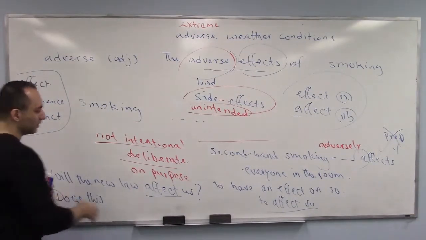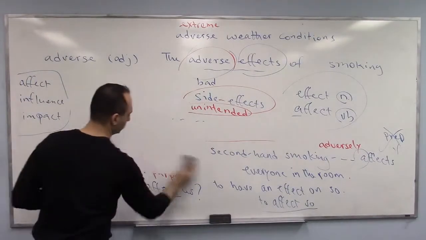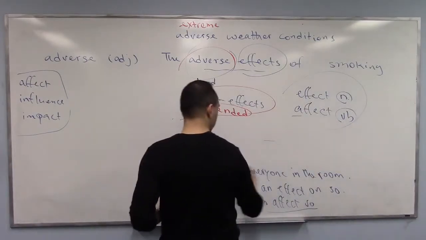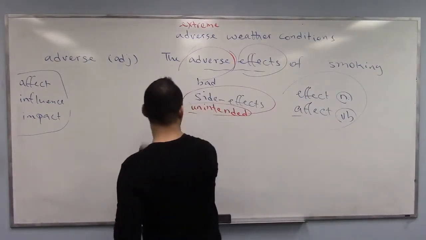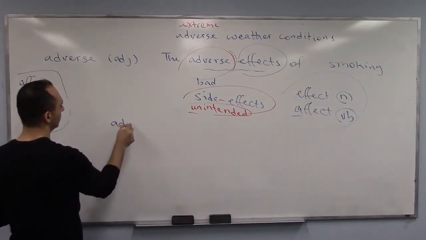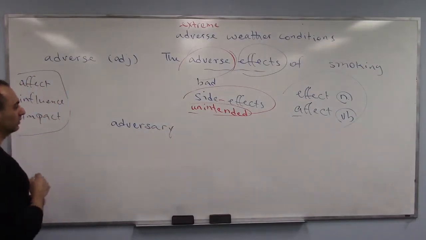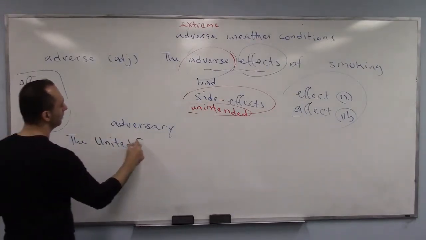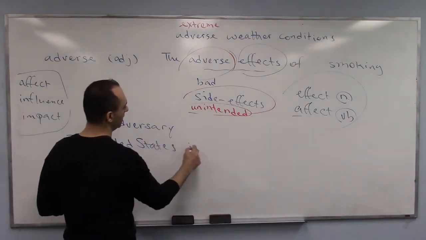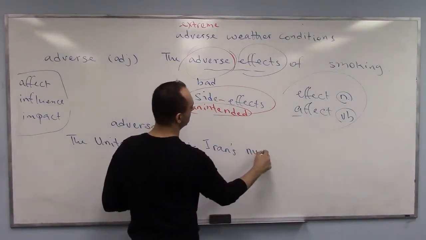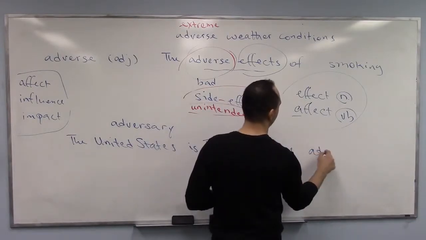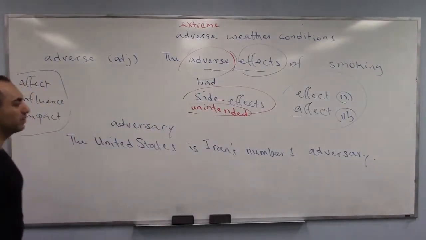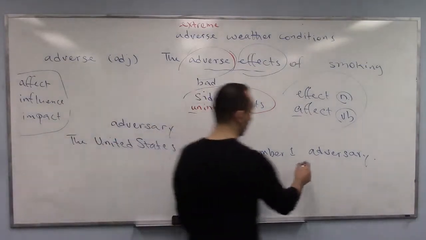So, now, we have also a noun that's called adversary. What is adversary? The United States is Iran's number one adversary. Means what? Adversary means? Enemy. Enemy.